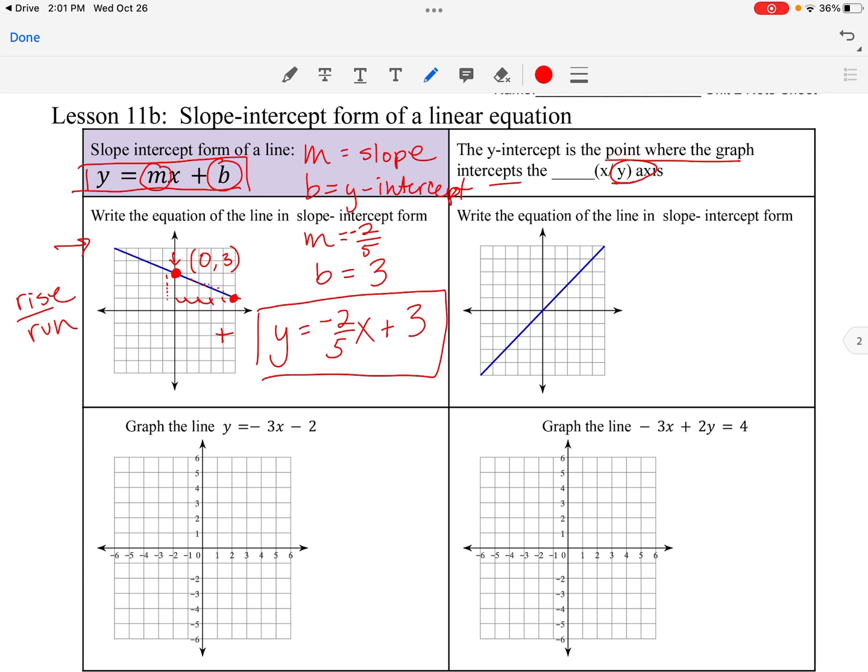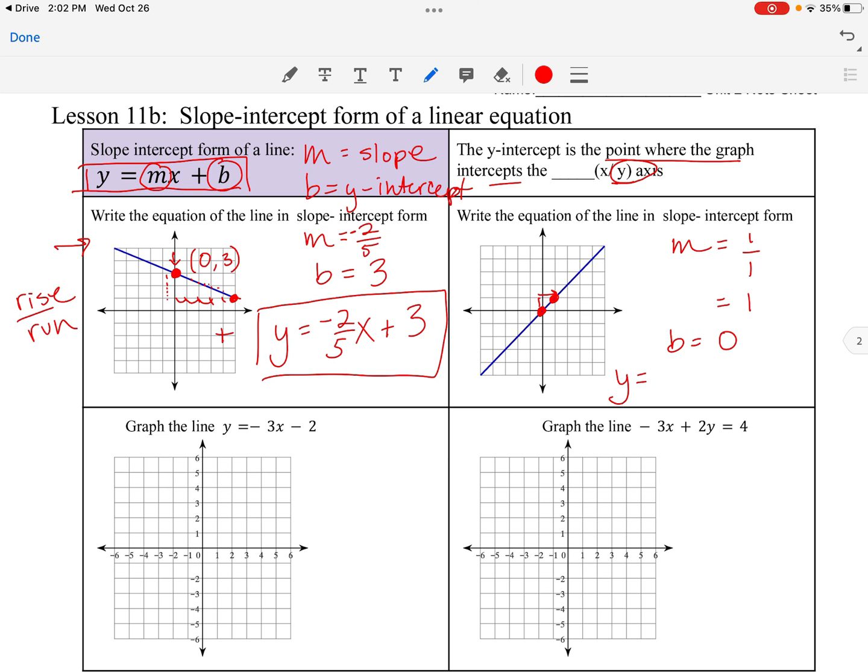Let's try another one. So here, for the slope, here's a good point to choose, and it looks like right here it's crossing exactly a crosshatch in the graph. To get from one point to another, I have to rise 1 in the positive direction and run 1 in the positive x direction. So the slope is 1 over 1, or just 1. The y-intercept is actually 0, right, because it crosses right at the origin. So let's plug that into our slope-intercept form.